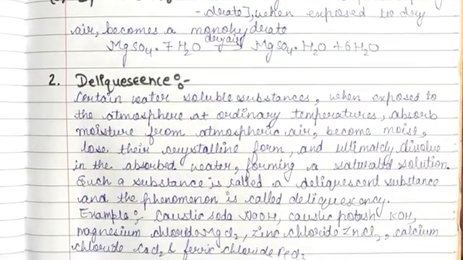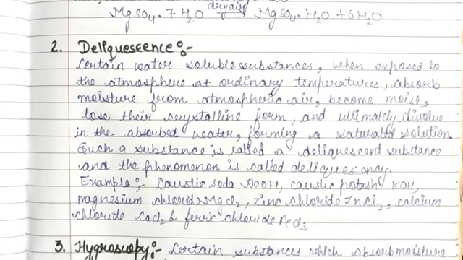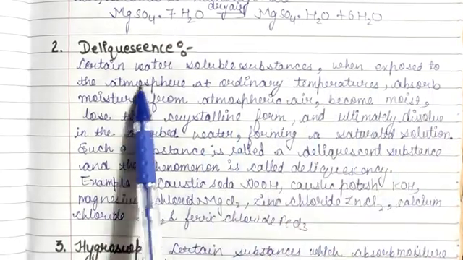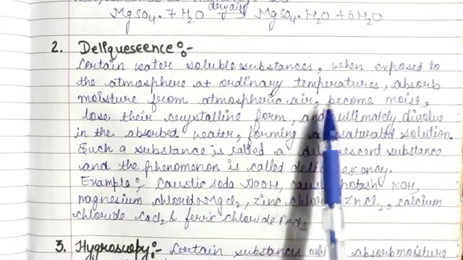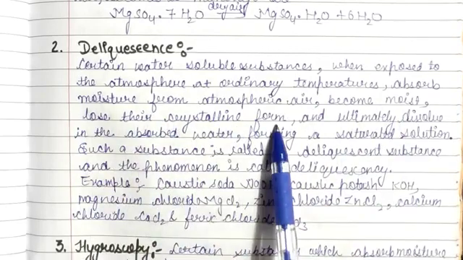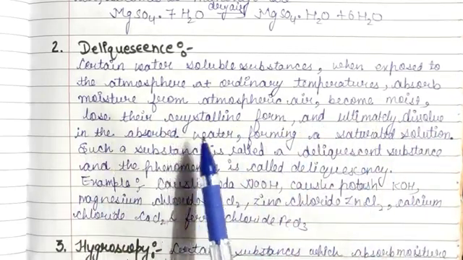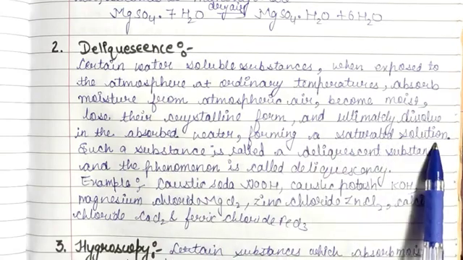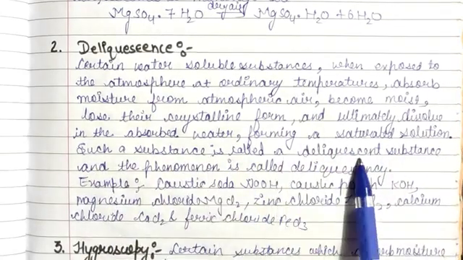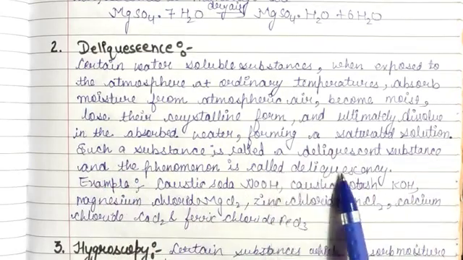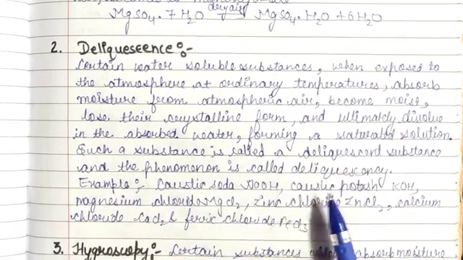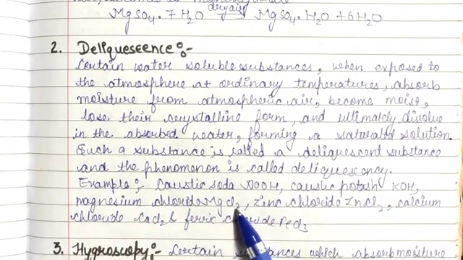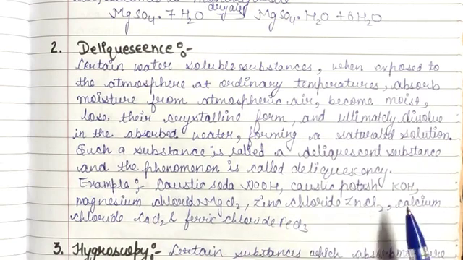Second is deliquescence. Certain water soluble substances, when exposed to the atmosphere at ordinary temperatures, absorb moisture from atmospheric air, become moist, lose their crystalline form and ultimately dissolve in the absorbed water, forming a saturated solution. Such a substance is called a deliquescent substance and the phenomenon is called deliquescency. Examples: caustic soda NaOH, caustic potash KOH, magnesium chloride MgCl2, zinc chloride ZnCl2, calcium chloride CaCl2 and ferric chloride FeCl3.